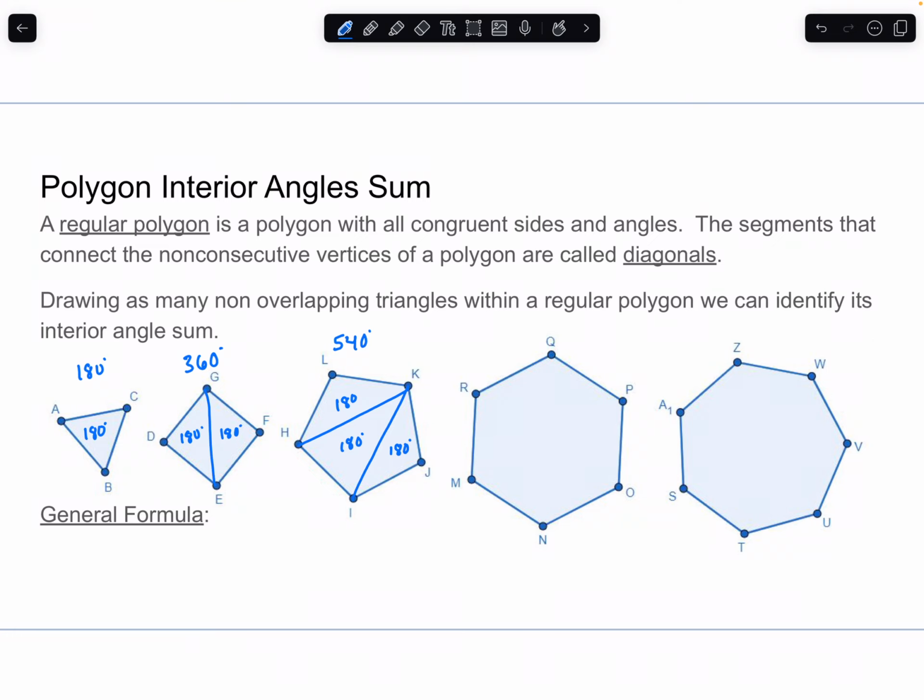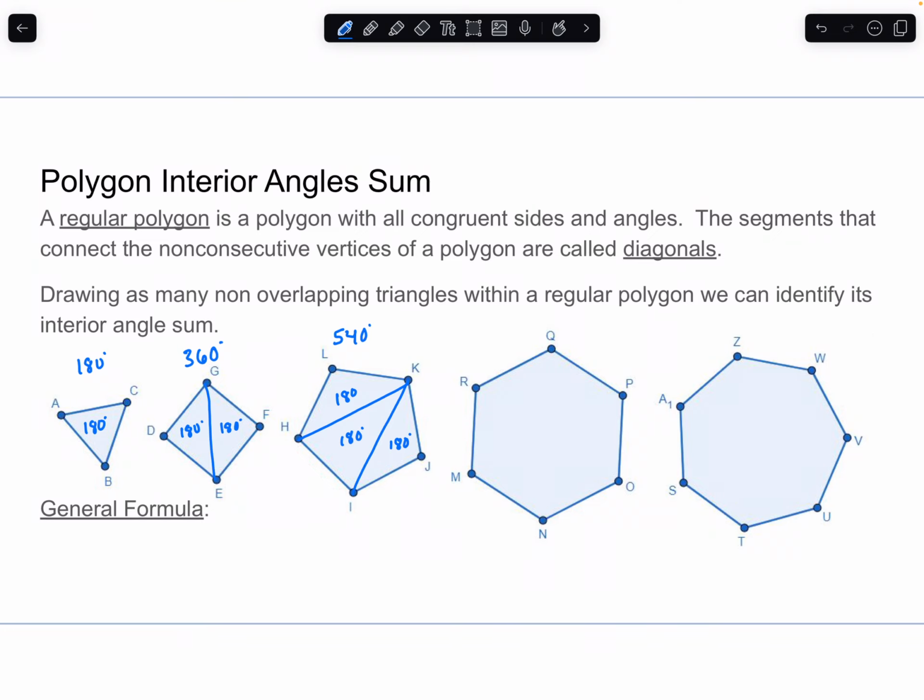The hexagon, very similar here. I'm going to connect non-consecutive points. I can connect these, and I can connect these. Now there are several ways of connecting and constructing as many triangles as possible, but what you can see here is we have now 4 different triangles. This triangle on the left will add up to 180, 180, 180, and 180. And as I multiply 4 times 180, I get 720 degrees.